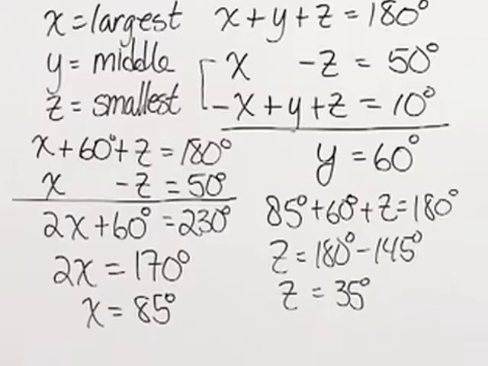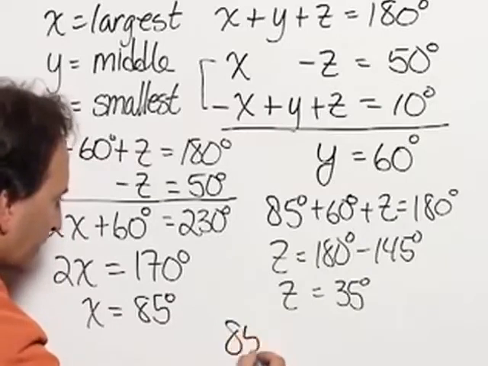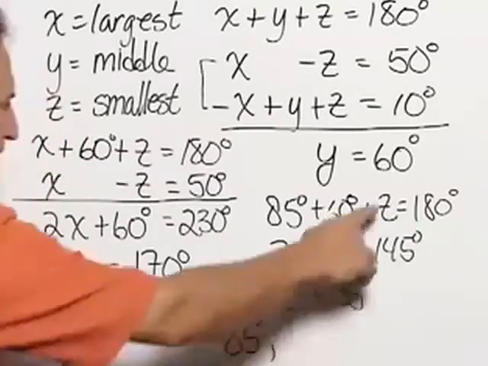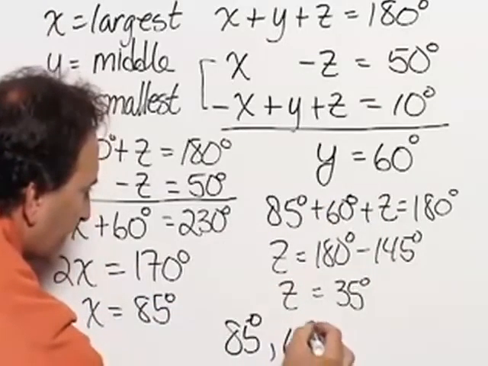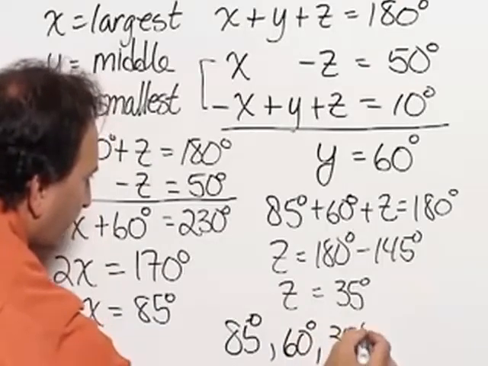And so our three angles are equal to 85 degrees, 60 degrees, and 35 degrees.